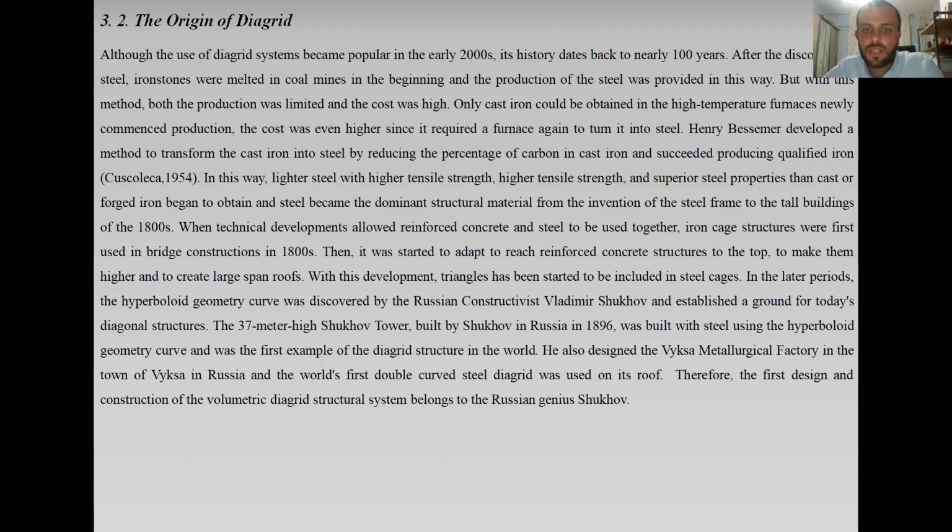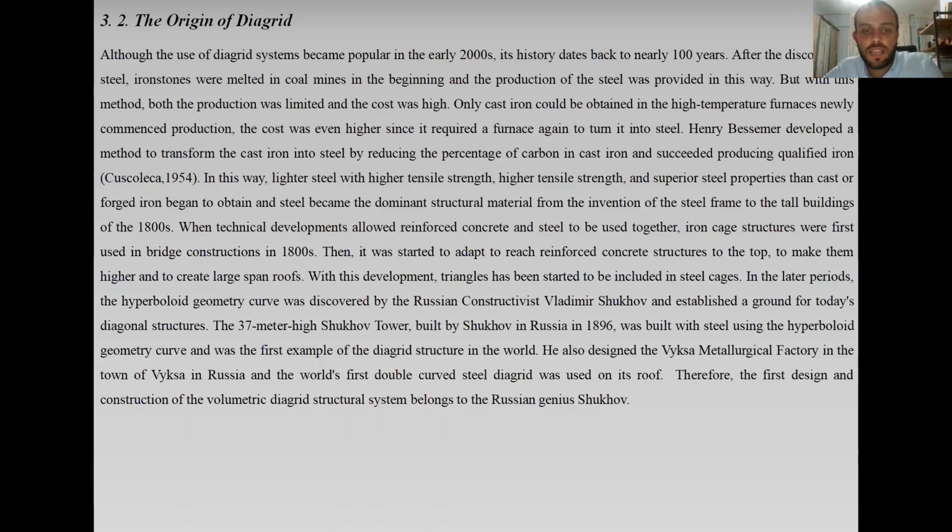Then it started to adapt to reinforced concrete structures to make them higher and to create large-span roofs. With these developments, triangles started to be included in staircases. In later periods, the hyperbolic geometric curve was discovered by the Russian constructivist Vladimir Shukov and is extensively used for today's diagonal structures.